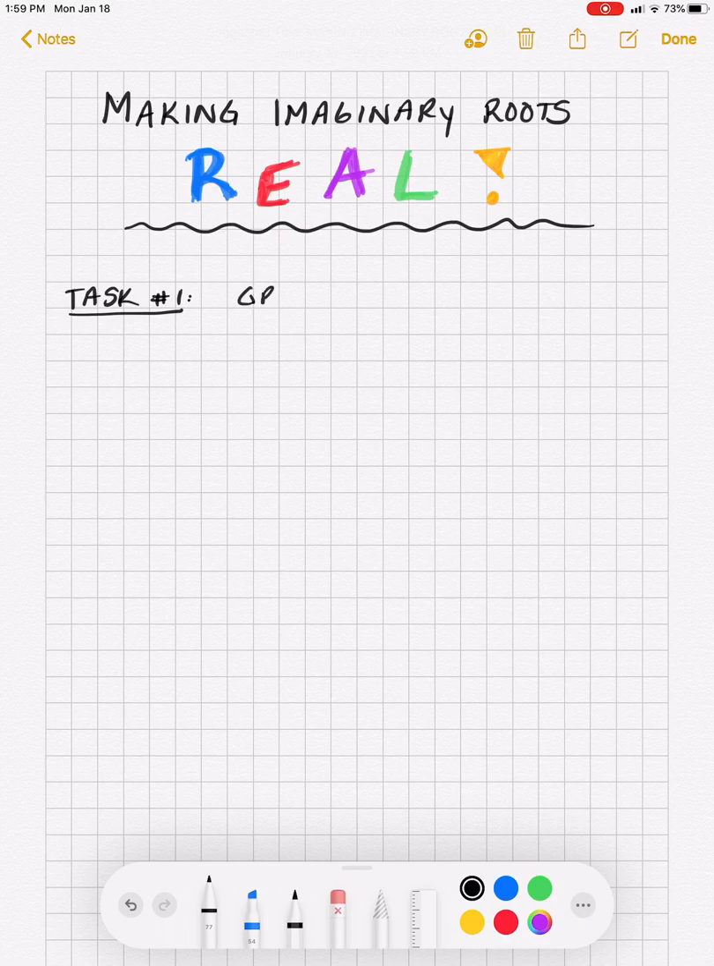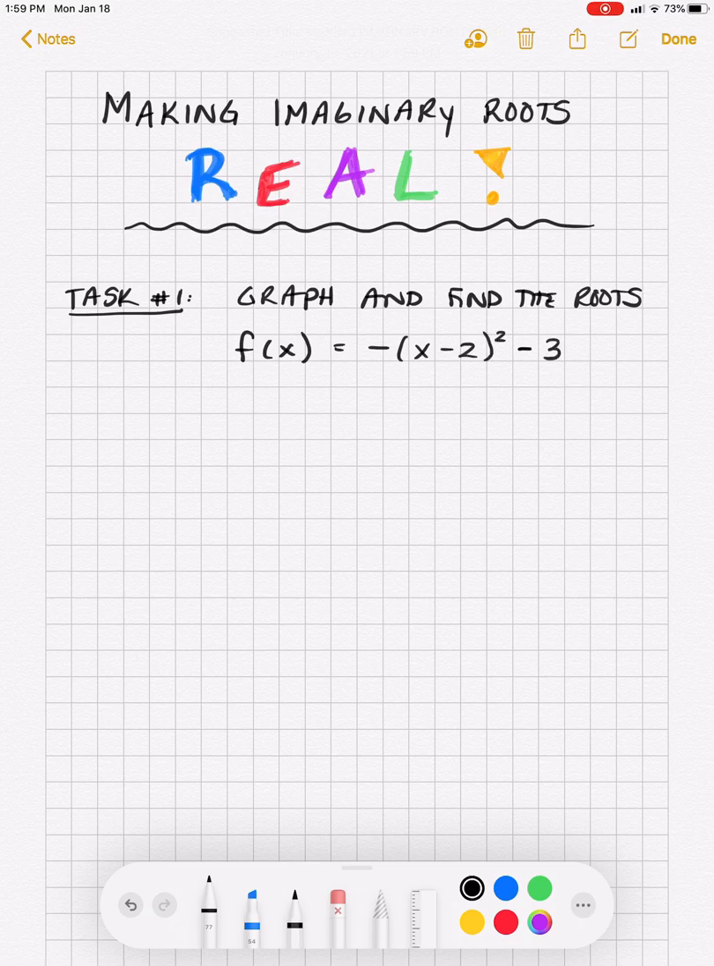So the first thing we're going to do is I want you to graph and find the roots, okay, of this parabola right here. f(x) equals negative quantity x minus 2 squared minus 3. All right, so hit pause if you need to copy everything down. But when you're ready, I'm going to go ahead and start with the graph so that we can start kind of visualizing what kind of roots we're going to have.